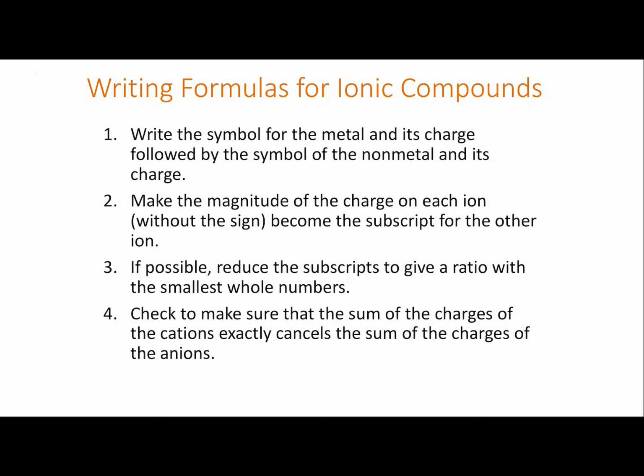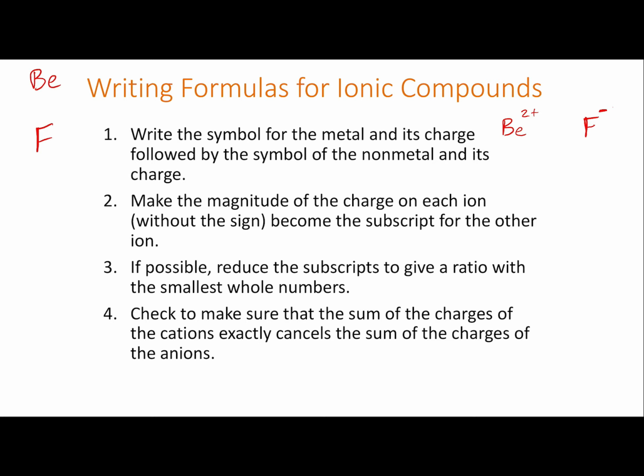So write the symbol. So we can do one of these. So let's write the formula for, I don't know, beryllium fluoride. All right. So write the symbol for the metal and its charge, followed by the symbol for the nonmetal and its charge. So beryllium is in column 2. So beryllium 2+. All right, symbol for the nonmetal and its charge. Fluorine. It's a halogen. It's in group 7, -1.